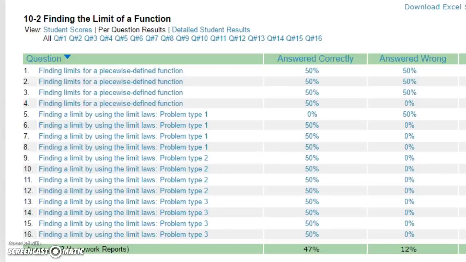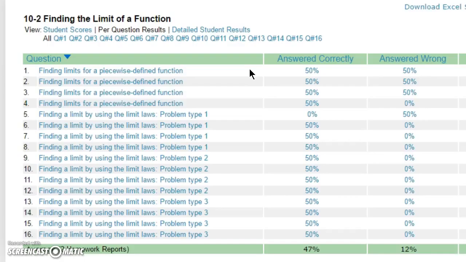Hi everyone, I hope you watched the previous video and have tried questions number 1 to number 4 of this 10-2 exercise. Please make sure that you are comfortable with number 1 to number 4 and you understand the concept behind it, okay? Understand the concept of finding a limit.